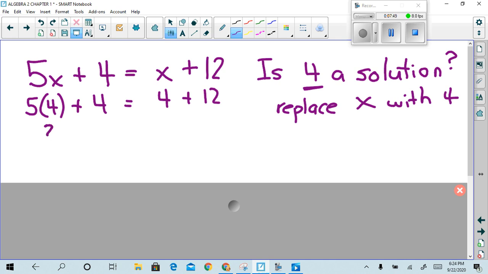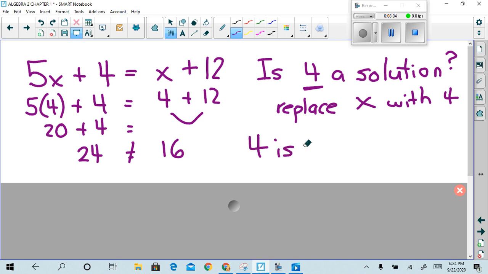Now I'll simplify. So I get 24 on the left, and I'll simplify here, and I'll get 16. That's not true, so I'm going to say 4 is not a solution. We're just going to draw a conclusion based on the number we're given.